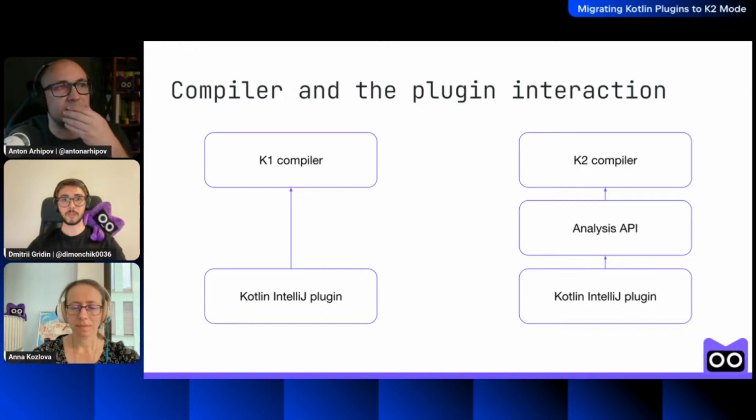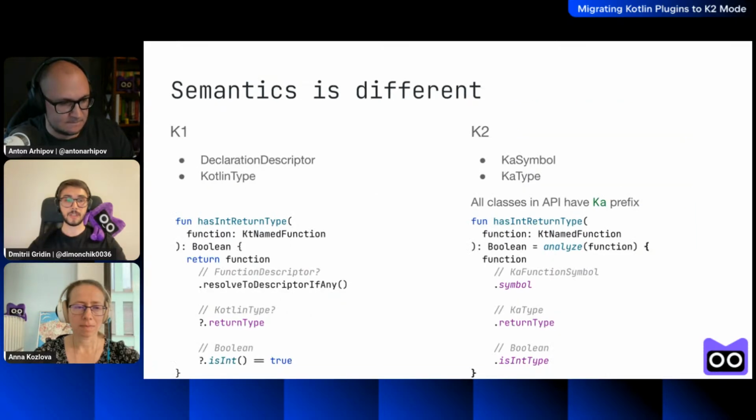Now let's take a look at the interaction between the compiler and the IntelliJ plugin. In K1, it's pretty simple. The Kotlin plugin directly uses the compiler and uses everything that it can, any internal stuff and so on. In K2, we have the analysis API as a bridge between the IntelliJ plugin and the compiler. In this case, the Kotlin IntelliJ plugin cannot use anything internal in the compiler and can only use the analysis API.